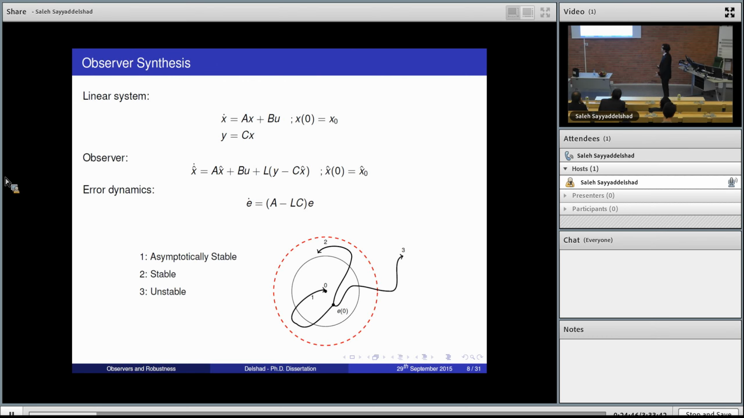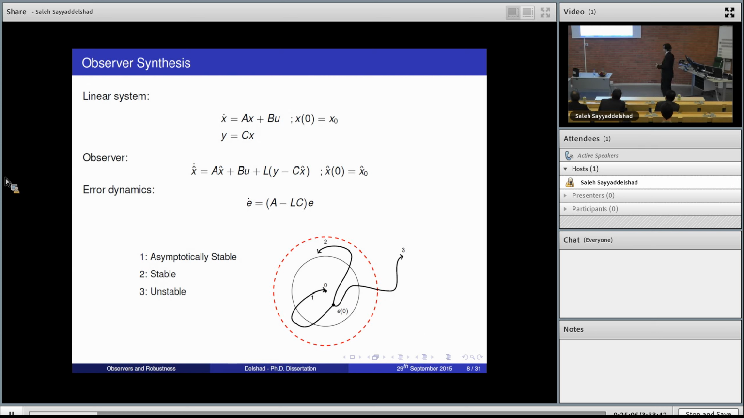The observer is simply, the Luenberger observer is a copy of your system, as you see in the first two terms here, plus the corrector term. And as a designer, if you write the error dynamics, you try to find the gain satisfying this equation and make it asymptotically stable.